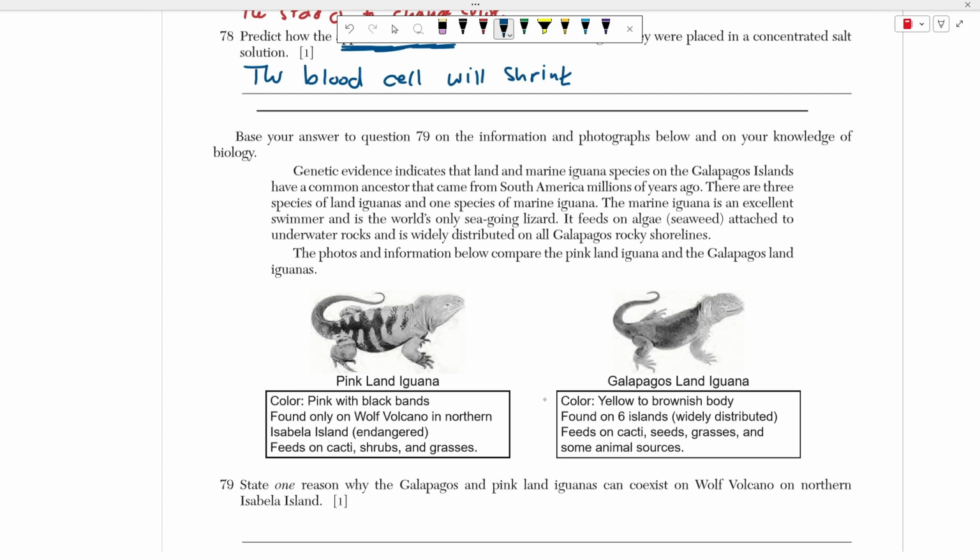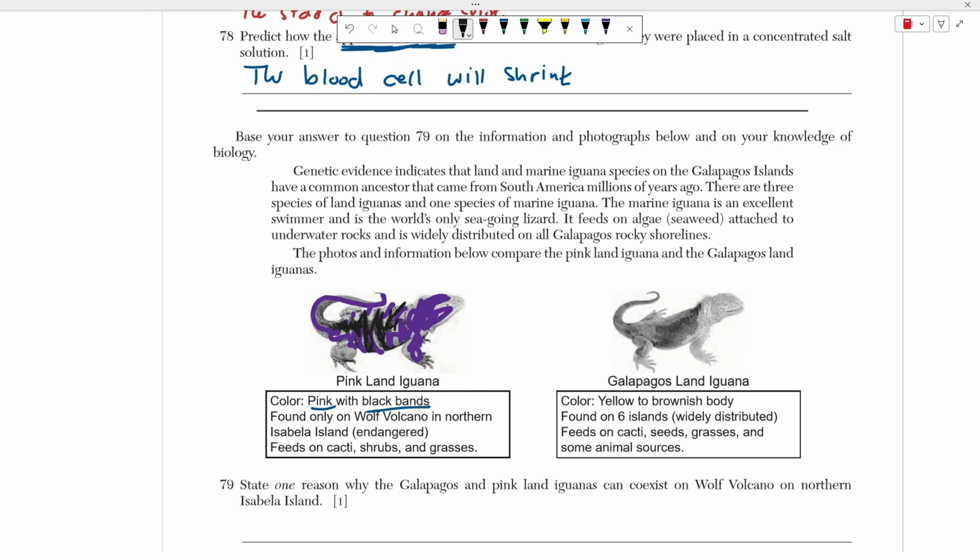Okay, so the pink land iguana has a pink color with black bands. I don't have pink on this, but let's just color this in purple, right? Because that's close enough to pink. Or I guess the iguana itself would be pink with black bands. So, sorry, this whole lizard would be pink, like that. It looks something like this, and then it would have black bands like this. So either way, it doesn't matter, right? It just has a funky color.